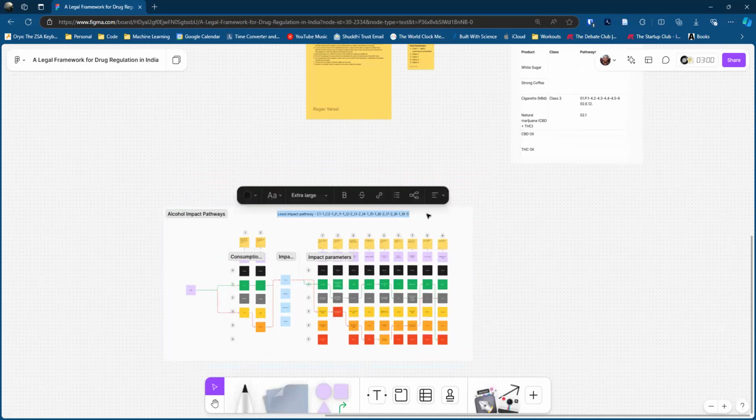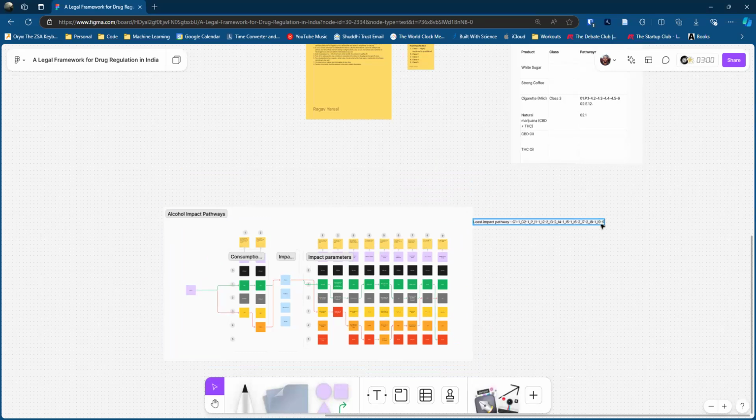We take alcohol as a product. Maybe we can just have this on the side here in a new section.